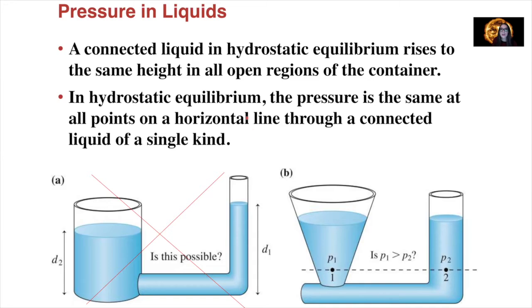And then another important point is that in hydrostatic equilibrium, meaning we're not moving around, the pressure is the same at all points on a horizontal line through this connected liquid. So the pressure right here on this side of the vessel would be the same as the pressure over here. The pressure here would be the same as the pressure here, and so on. So we can use that principle in order to solve some interesting problems.